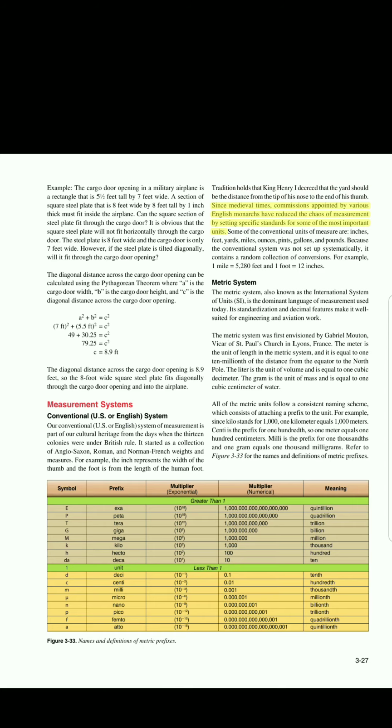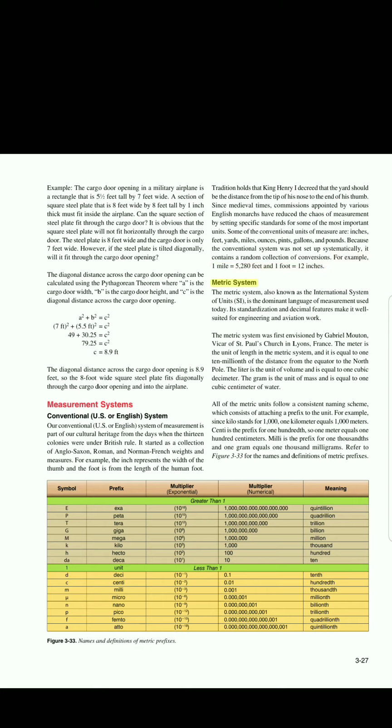Since medieval times, commissions appointed by various English monarchs have reduced the chaos of measurement by setting specific standards for some of the most important units. Some of the conventional units of measure are inches, feet, yards, miles, ounces, pints, gallons, and pounds. Because the conventional system was not set up systematically, it contains a random collection of conversions. For example, 1 mile equals 5,280 feet, and 1 foot equals 12 inches.